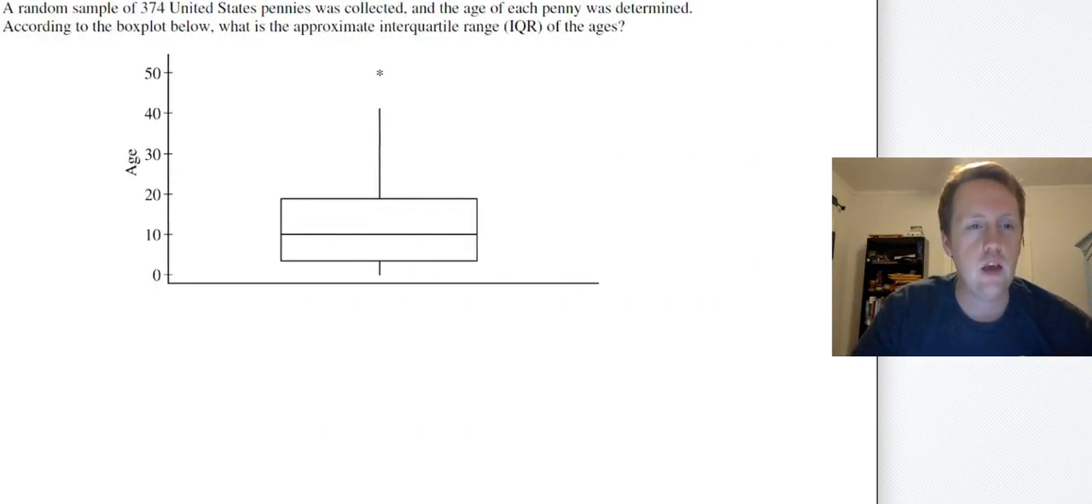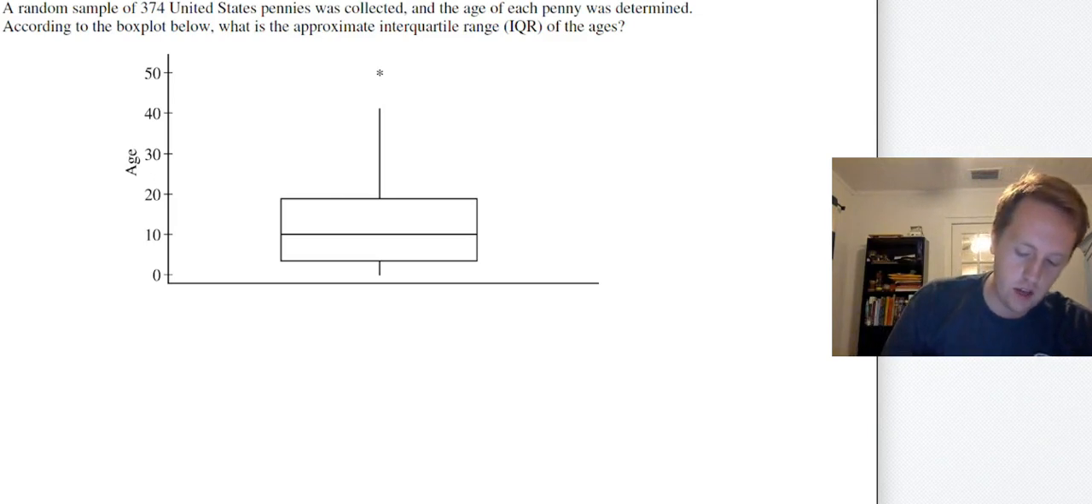All right, very last thing. A random sample of 374 United States pennies was collected and the age of each penny was determined. According to the box plot below, what is the approximate interquartile range, IQR, of the ages? So remember, the box plot starts at the minimum, goes to the maximum. This is an outlier. We'll talk about this graph more in the next video.